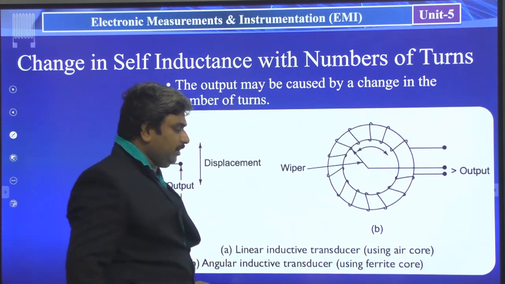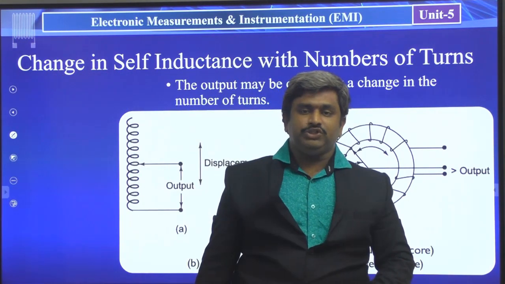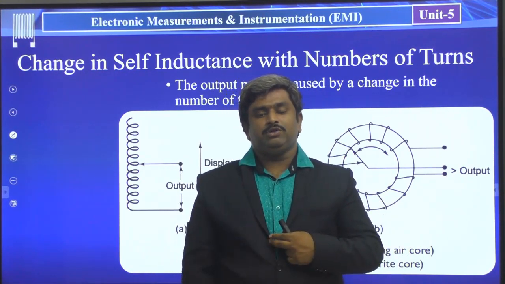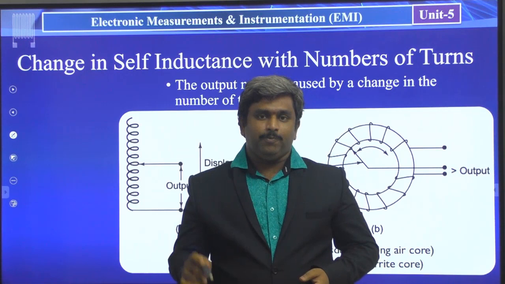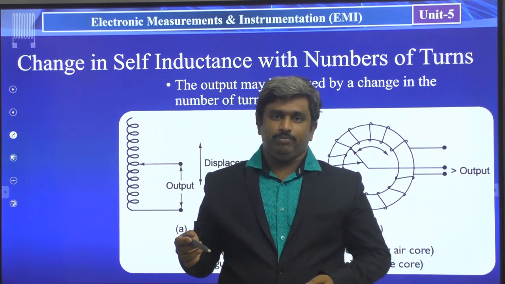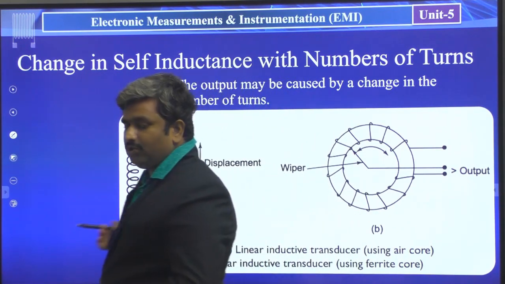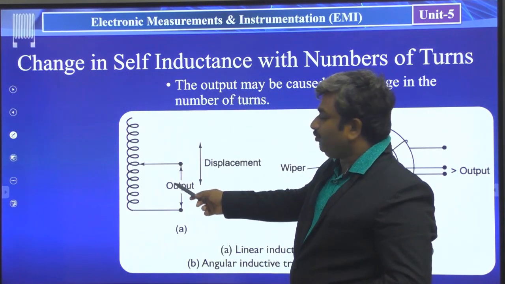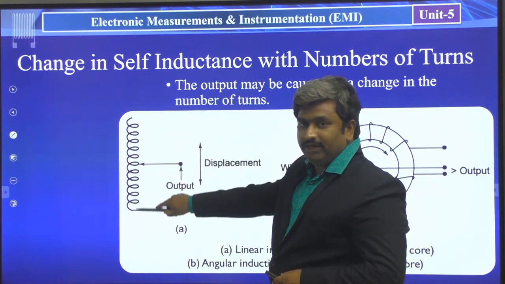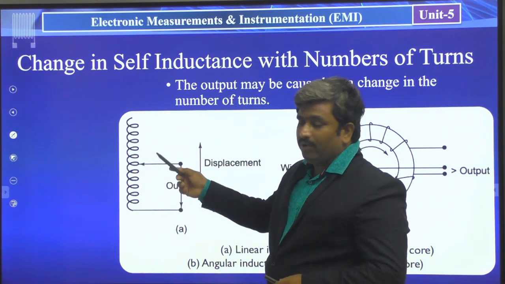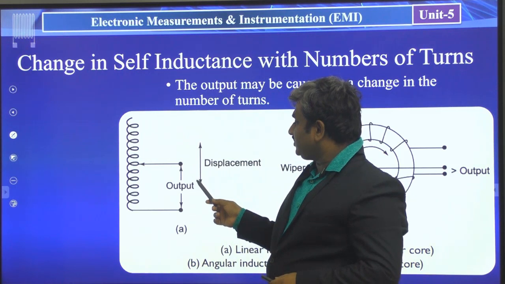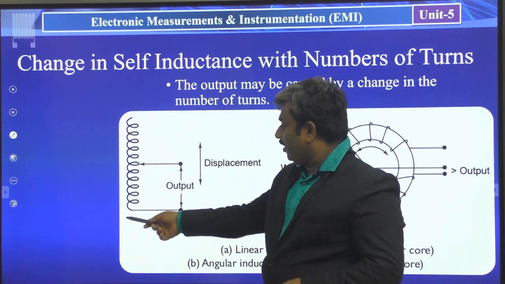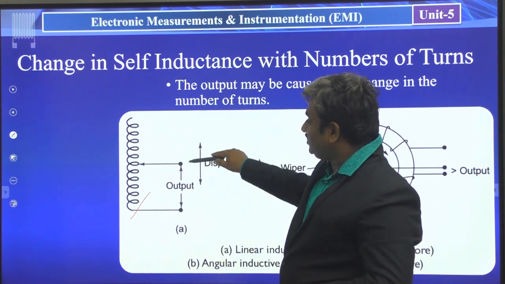Let us see linear and rotational displacement. In the potentiometer, we have seen two types: linear potentiometer and rotational potentiometer. In the same way, here also we have the linear inductive type transducer. Here I have placed an inductor. On one side I give the power supply, and on the other side I take the output.